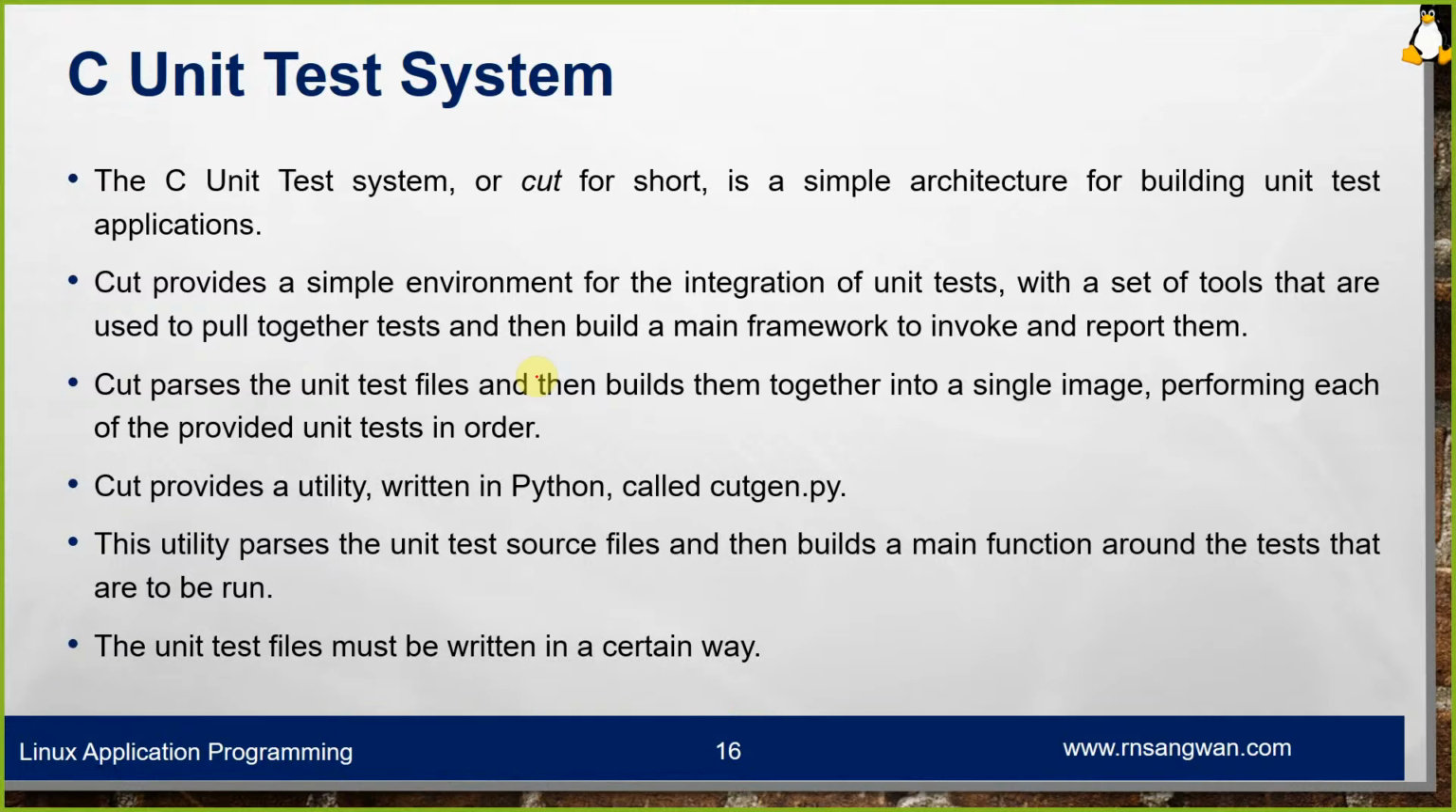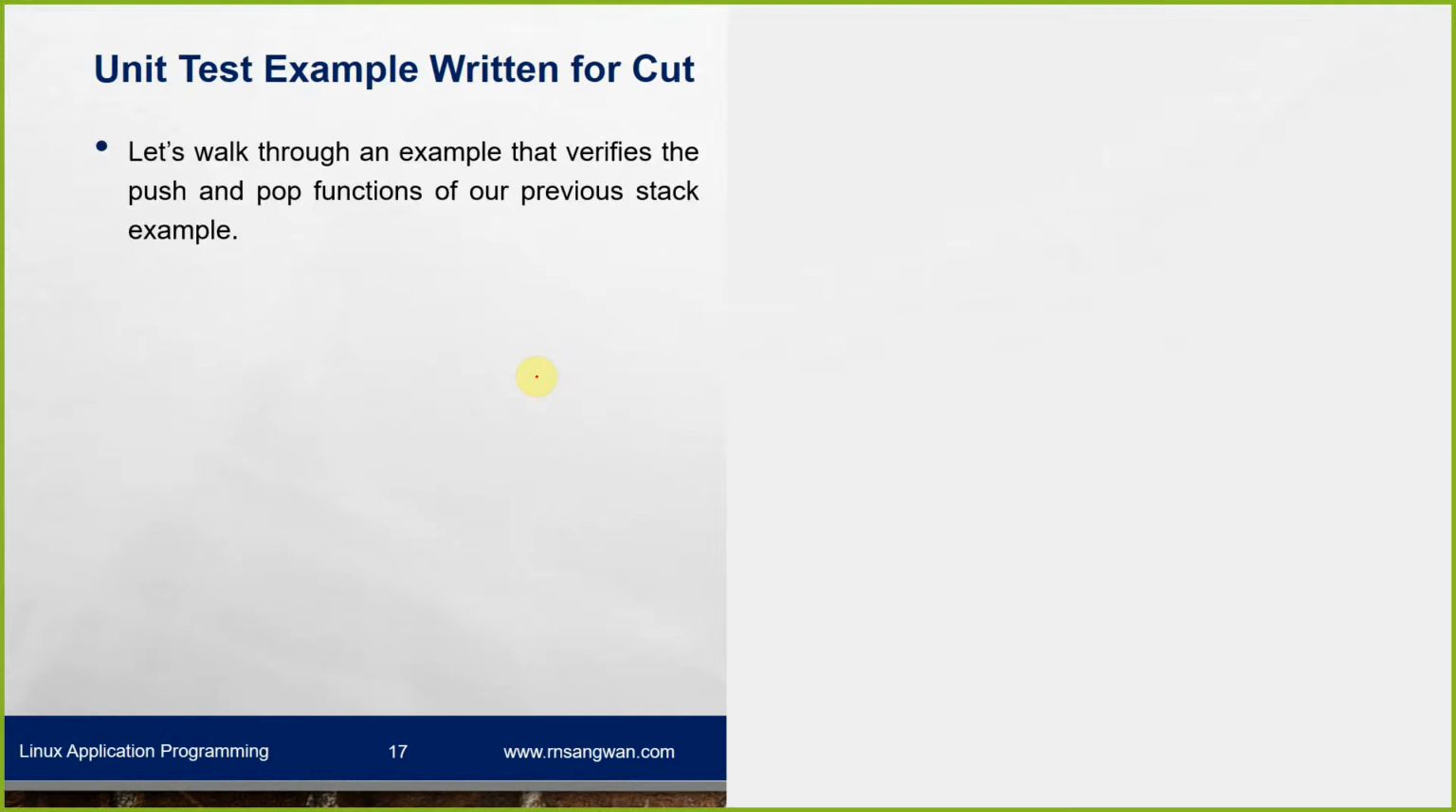The unit test files must be written in a certain way. So this is an example, the unit test example written for CUT. Let's walk through an example that verifies the same program, that is stack, with the same set of functions, push and pop, of our stack example. How can we do the same in the CUT system, the C unit test system?